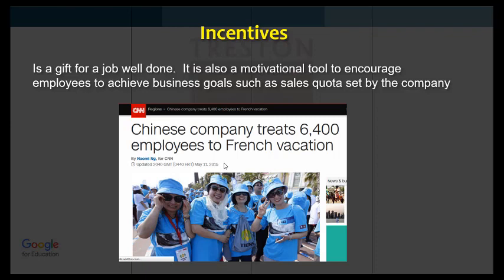So, what is an incentive then? It's a reward for a job well done. It's also a motivational tool to encourage employees to achieve business goals such as sales quotas set by the company. As you can see here in this picture, a Chinese company treated 6,400 employees to a vacation in France. So that's an example of an incentive, getting rewarded for a job well done. For example, hitting your business quota, you would receive an incentive tour, a free tour from your company.